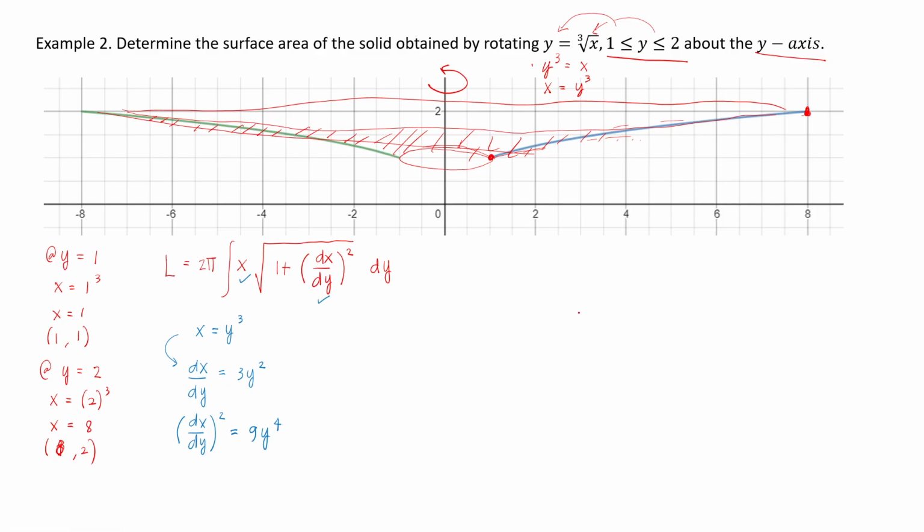So using the formula again, you're going to get 2 pi times, the first one is y cubed square root of 1 plus 9y to the power of 4, and then dy from 1 to 2. Then I think you can evaluate this one. I think this cannot be simplified further anymore. So the length is in square units.